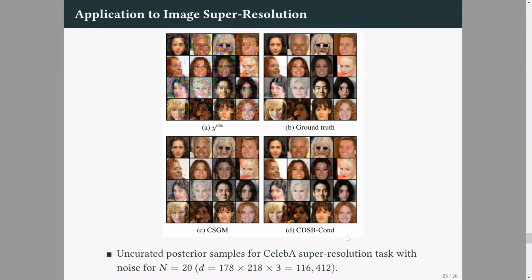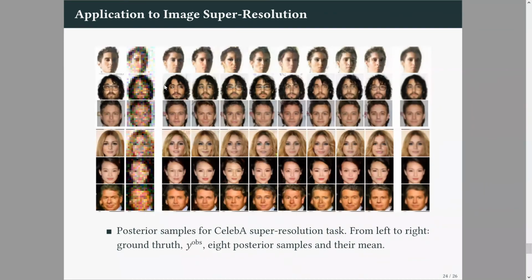Maybe a more impressive application is for things like super resolution or inpainting. So I'm presenting you here an application to super resolution. This is the true image. This is the corrupted image you obtain, in those two columns here. And then what I'm presenting around here are approximate samples from the resulting posterior.